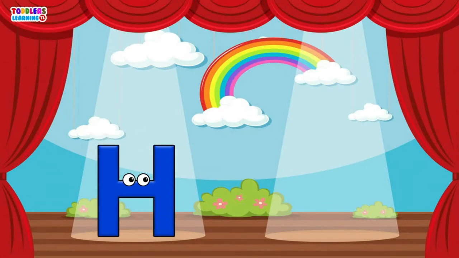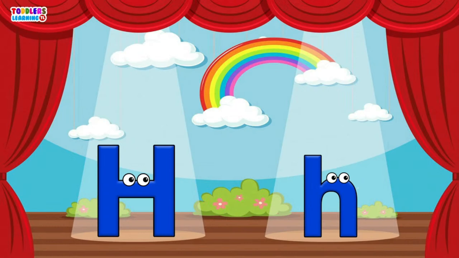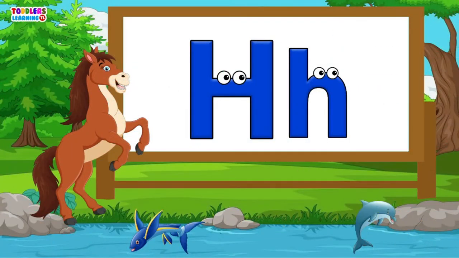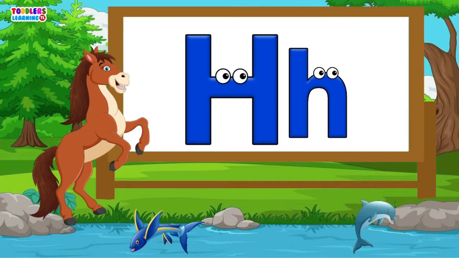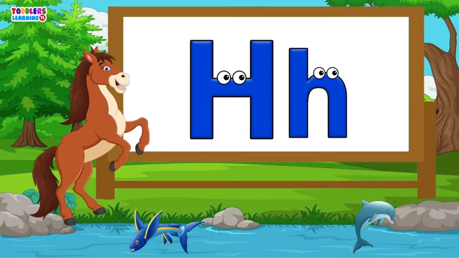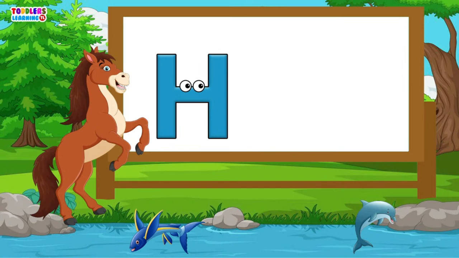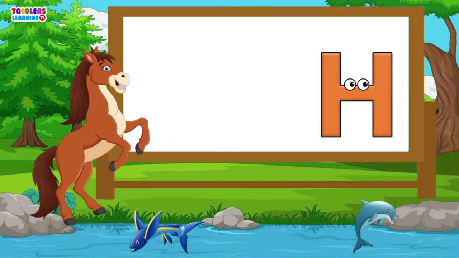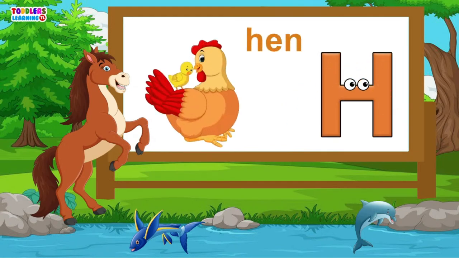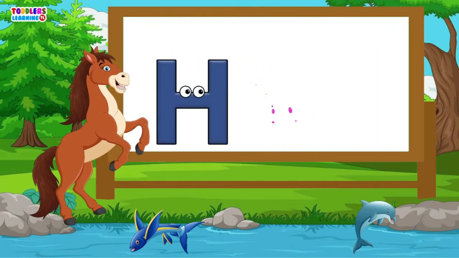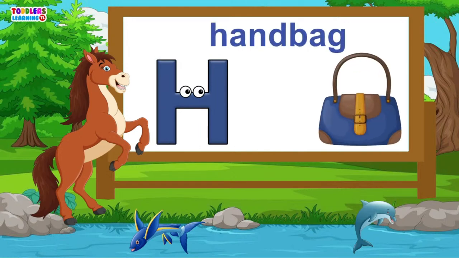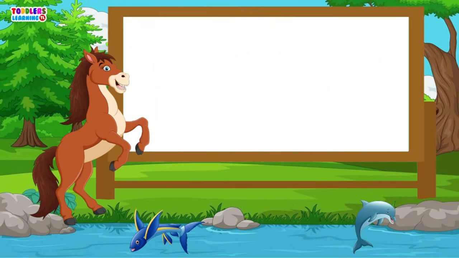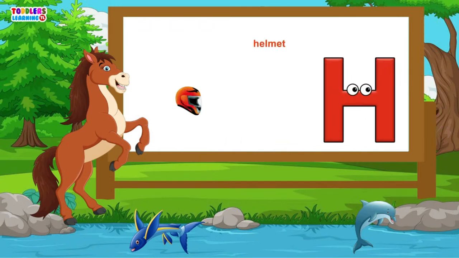This one is uppercase H. This one is lowercase H. Today we will learn different words that start with letter H. H. The sound of H is H. H for hero. H for hen. H for handbag. H for helmet.